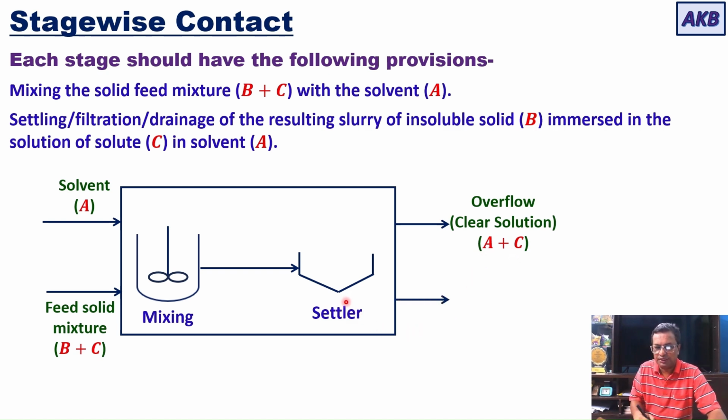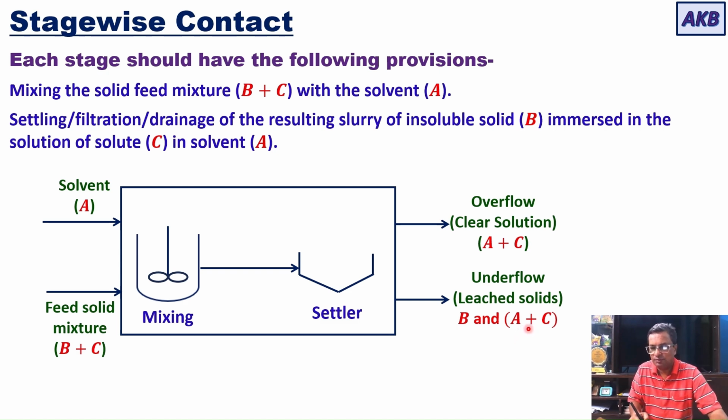Then the leach solid, after removing the clear solution, whatever leftover solids are there, are removed as underflow or leach solids. And leach solids will contain insoluble solid B in it, plus some clear solution associated with the leach solids. This is due to the fact that no perfect separation is possible. It is not possible to separate all solution from the leach solids. Some quantity of A plus C solution is going to remain with the leached solids.